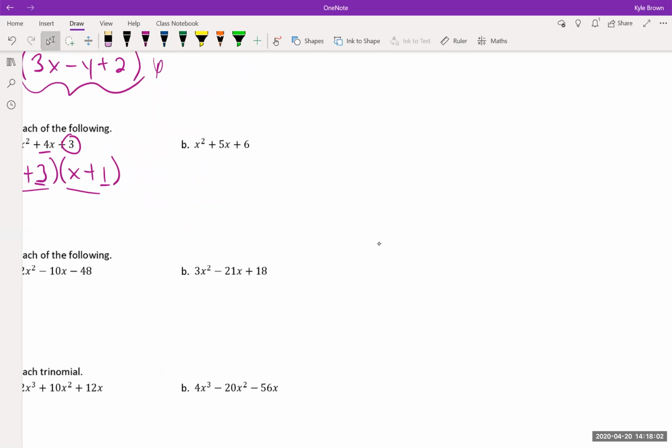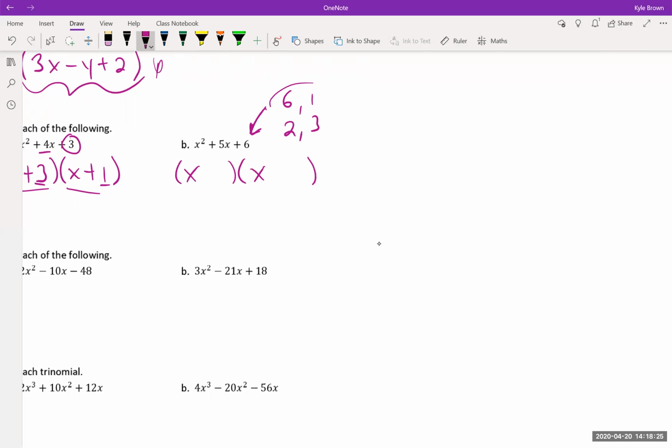All right, let's do the next one. So 6. In this one, again, we're going to write down our brackets. They both get an x. And we're looking for numbers that multiply to 6 and add to 5. So in this one, it could be 6 and 1, or it could be 2 and 3, right? Those are the options that we have.